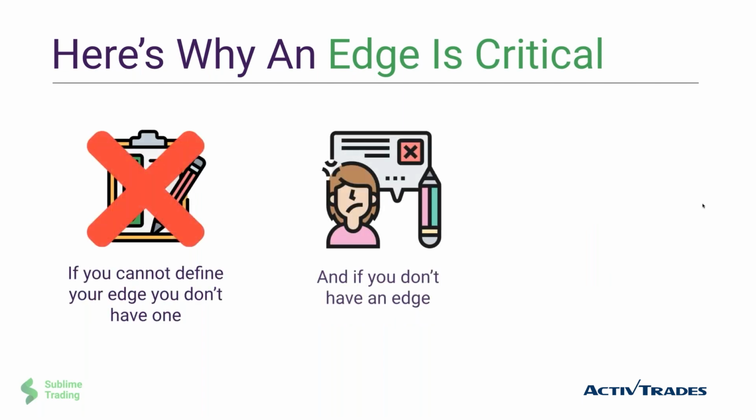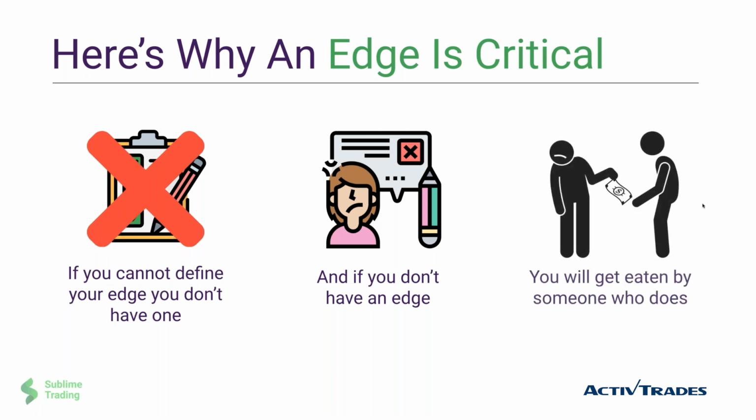Here's why an edge is critical. If you cannot define your edge, you don't have one. And if you don't have an edge, you will get eaten by someone who does. Let's go through that again. Here's why an edge is critical. If you cannot define your edge, you don't have one. And if you don't have an edge, you will get eaten by someone who does.